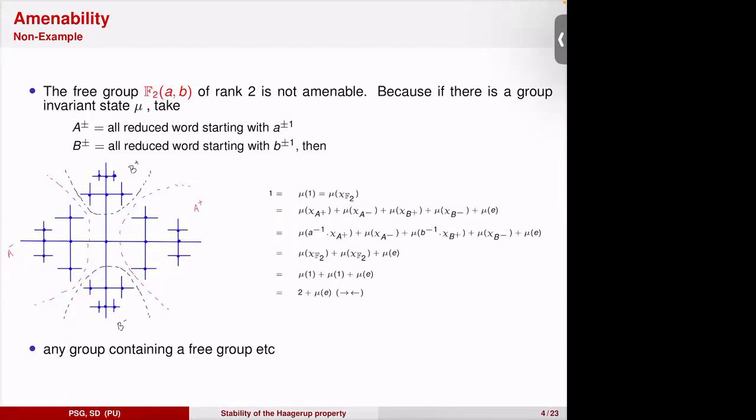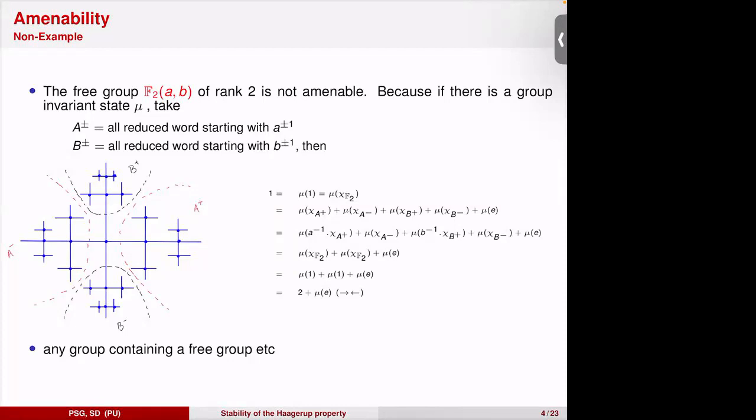It is not amenable, because if you assume that it is amenable, then, as you can see on the left-hand side where I draw the Cayley graph of the free group, I can partition the free group into four components: A plus, the words starting with A; A minus, the words starting with negative powers of A; B plus, the words starting with B; and B minus, the words starting with negative powers of B. If you assume that there is a group-invariant state on L infinity G, then mu acting on the characteristic function of F2 will give you 1, but the characteristic function of F2 has a decomposition like this.